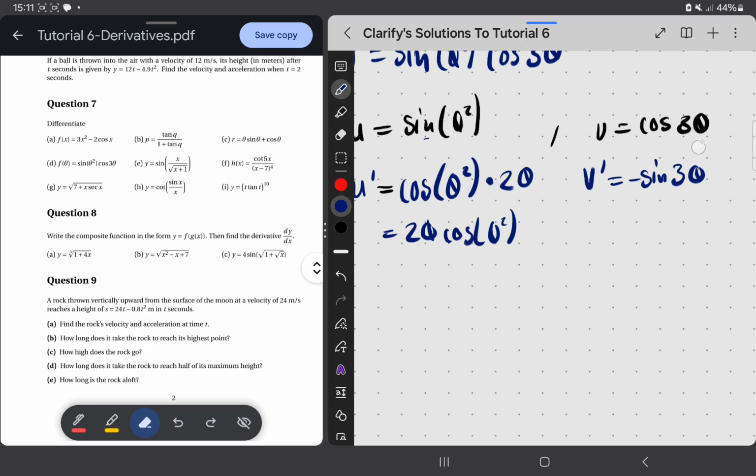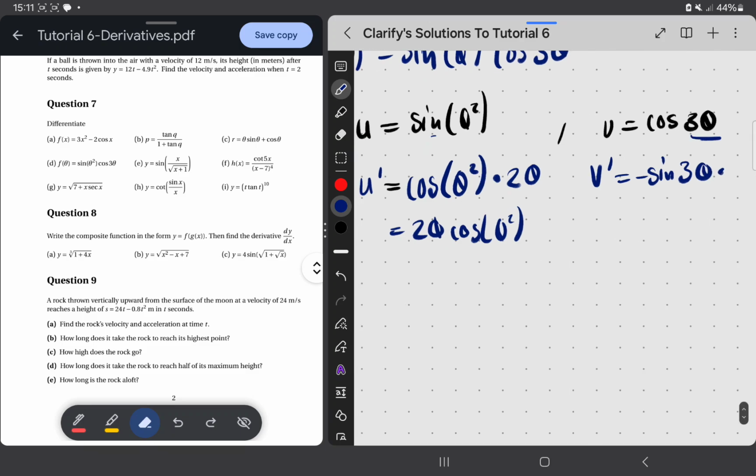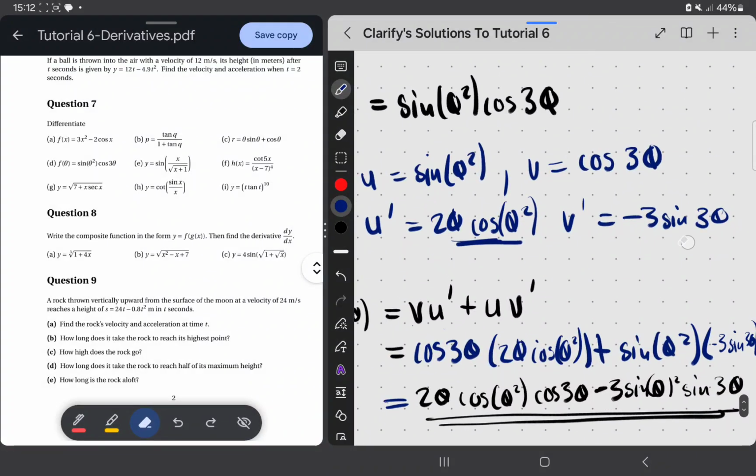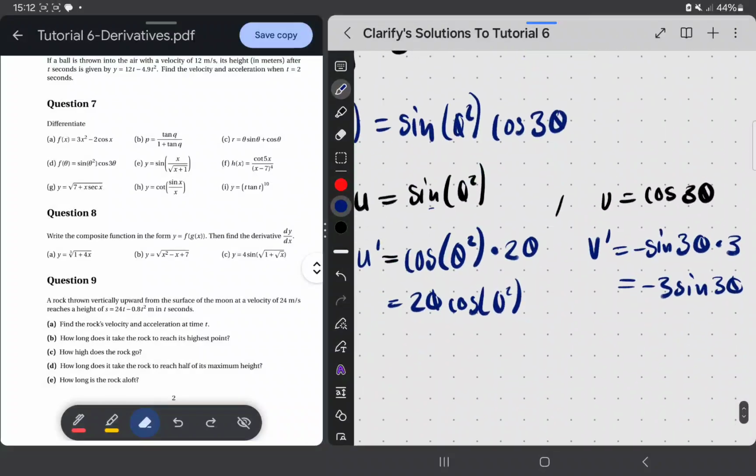You don't change it. Then you multiply by the derivative of the inside. What's the derivative of 3 theta? It's just a 3. So this becomes negative 3 sine 3 theta. And you can see that this will be the exact same answers as the one you got here and here. Same answers without having to do that long way.